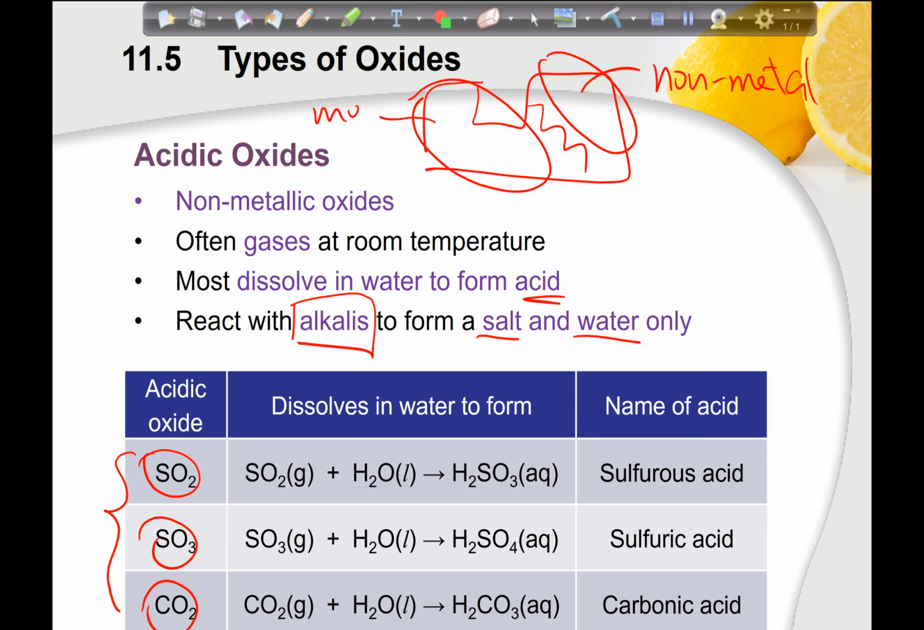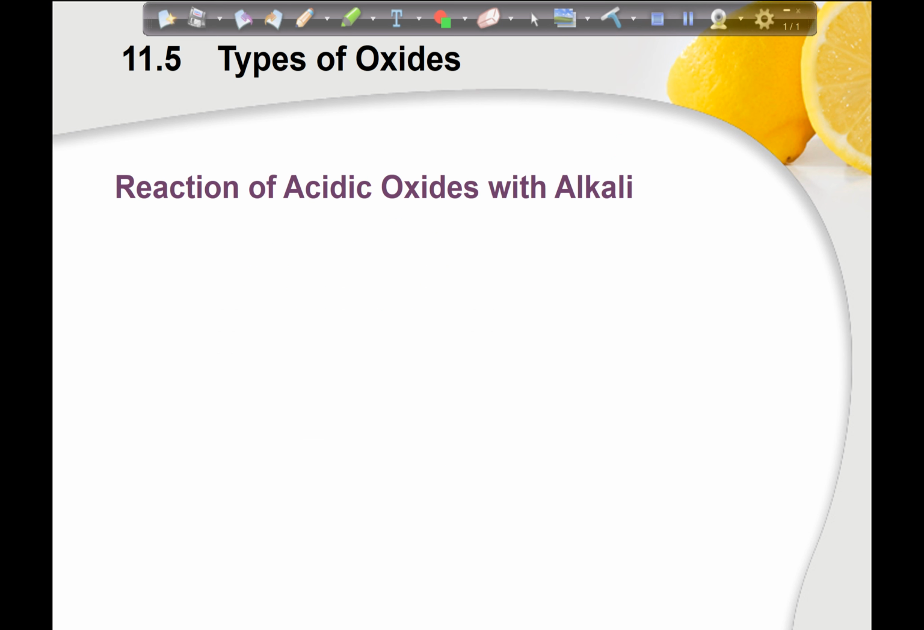So what do you realize? Usually acidic oxides are non-metal oxides, and usually they have 2 or more oxygen atoms. Examples: SO2, CO2, SO3. Another example is NO2, and so on. Basically all these are acidic oxides.